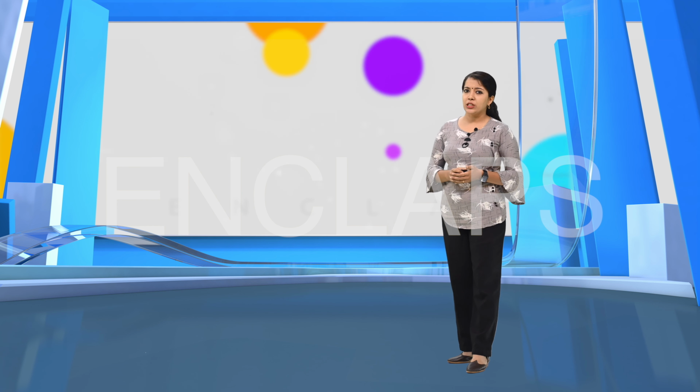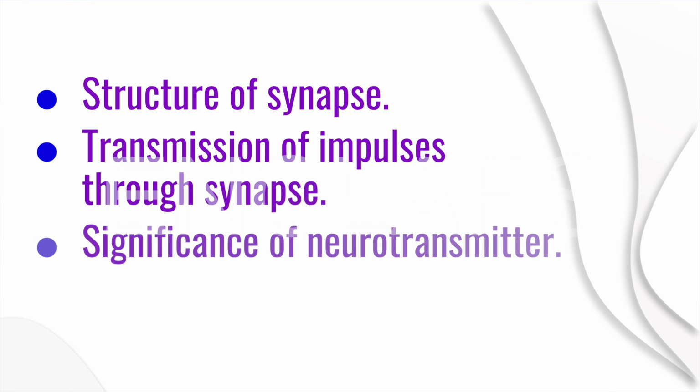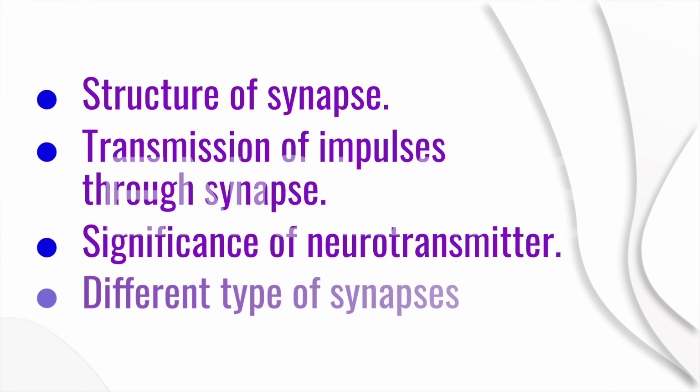Now I think you can explain these indicators. Structure of the synapse, transmission of the impulses through synapse, significance of the neurotransmitter, different types of synapses.